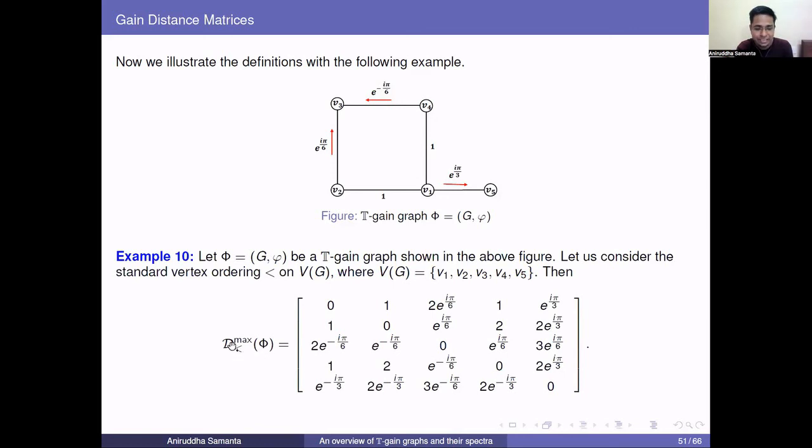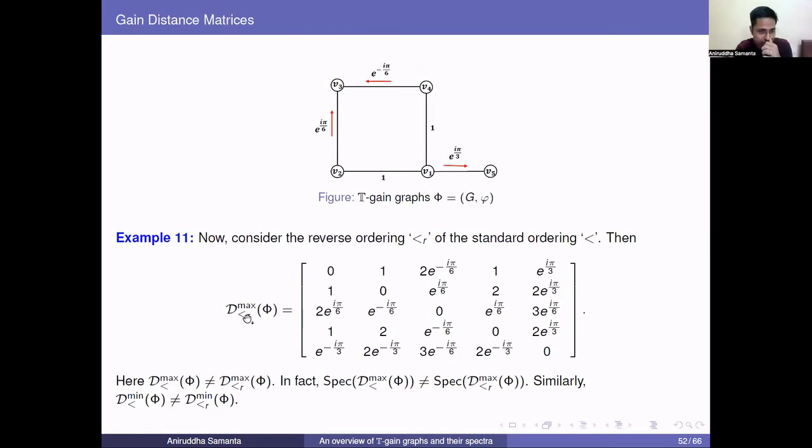So the maximum distance matrix. Here we can see this is a Hermitian matrix, as we can see from the figure. Similarly, we have the distance matrix with respect to the reverse ordering of the standard vertex ordering. Right. So we can see the maximum distance matrix is different with respect to the standard vertex ordering as well as the reverse of the standard vertex ordering. Even their spectra are also different.